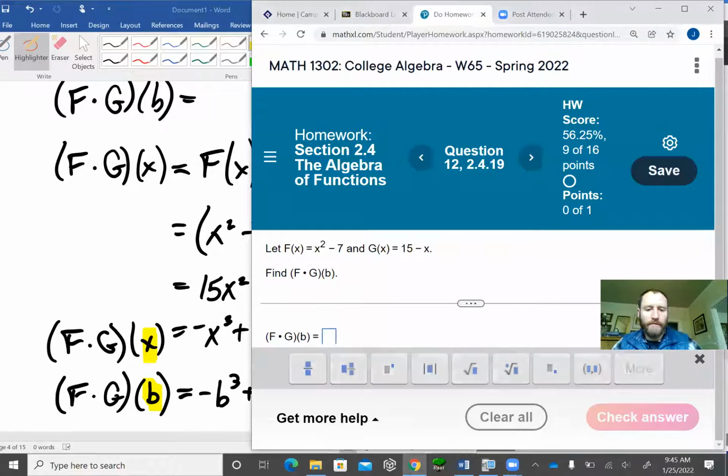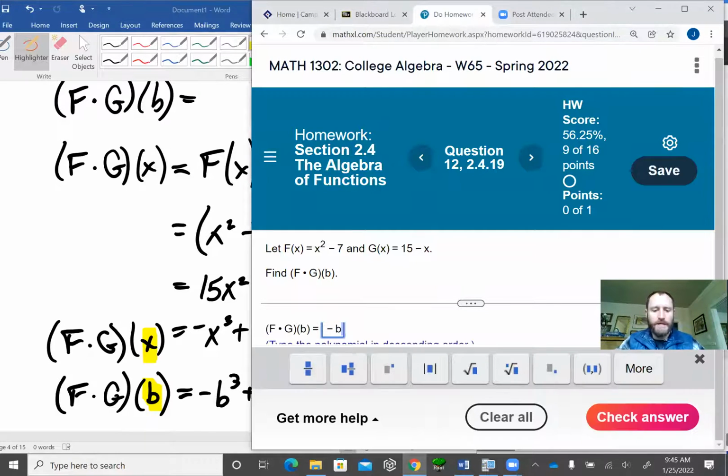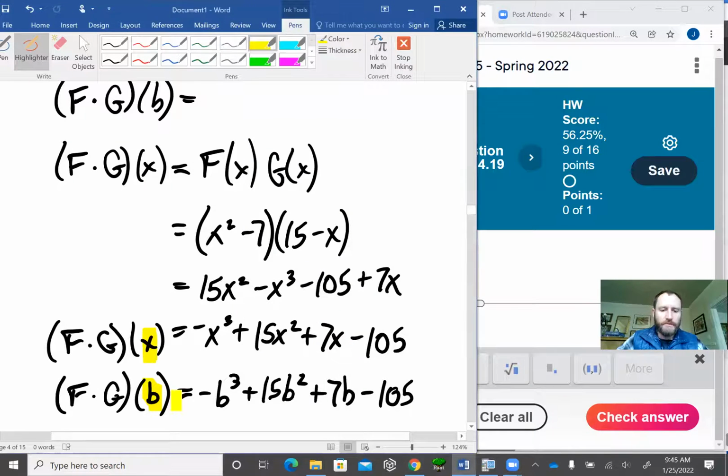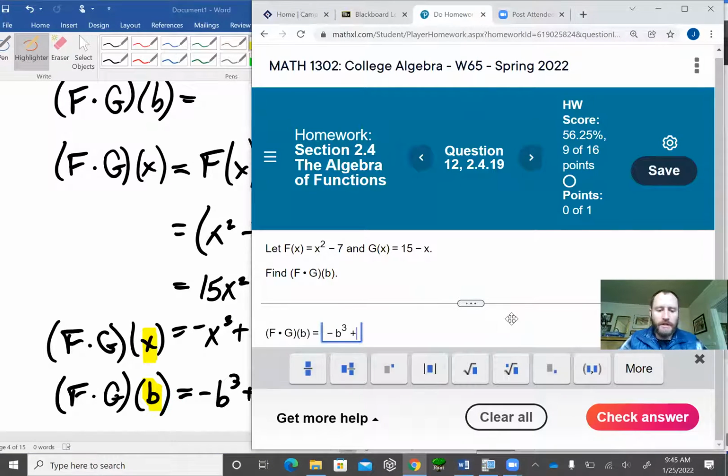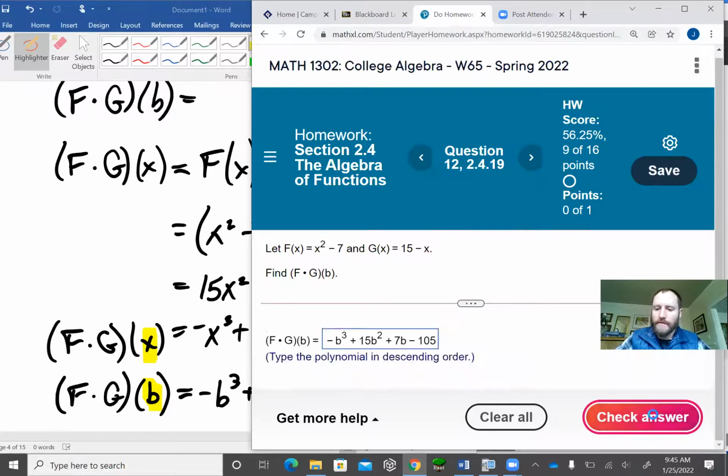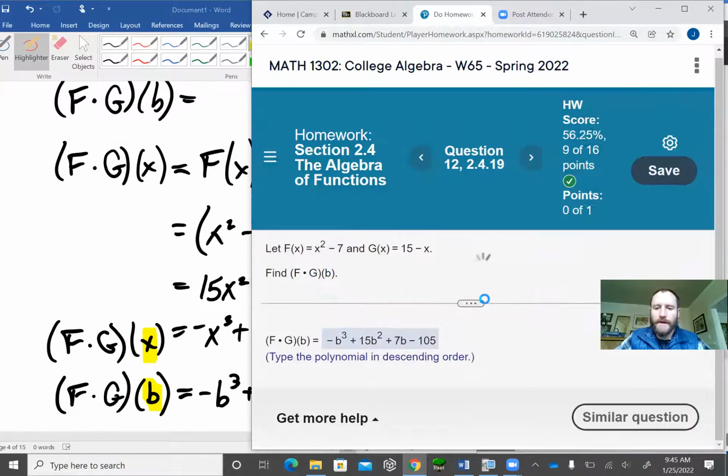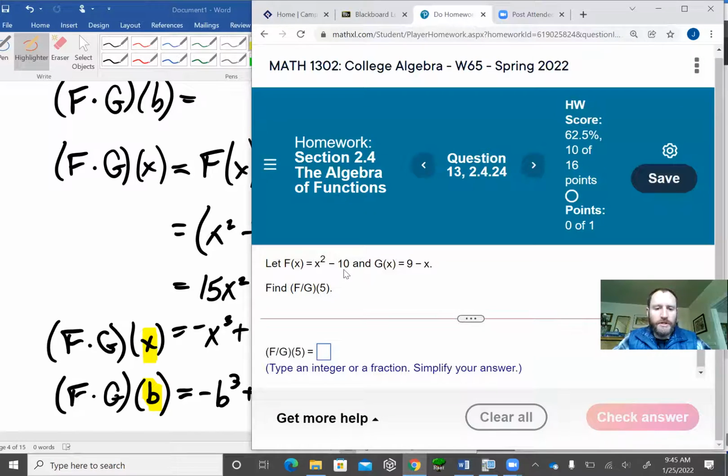Okay, so now let me write my formula in here. I've got negative b to the third plus, let's see, what was it? Plus 15b squared plus 7b minus 105. And let's see if we got it. Yes. Okay. All right, here's f over g of 5.